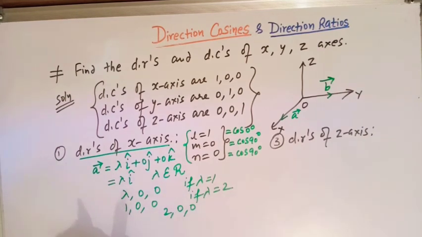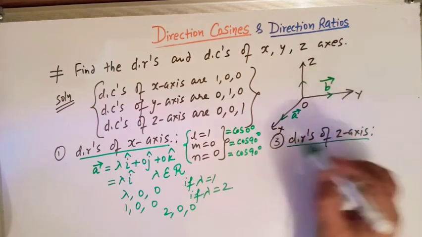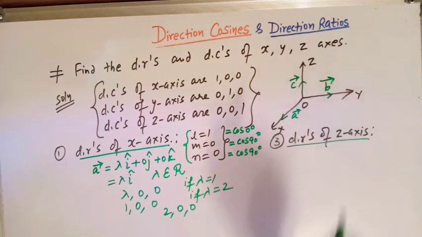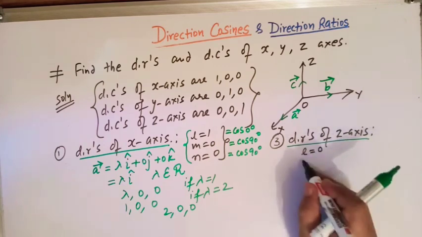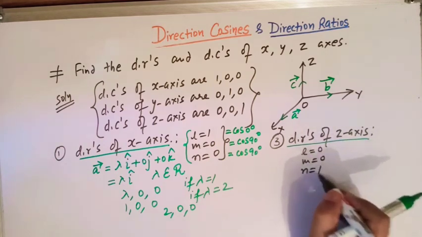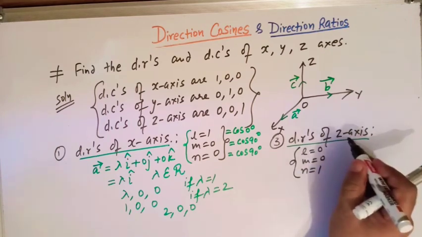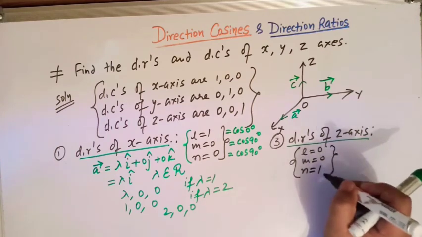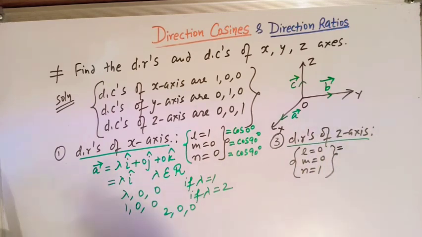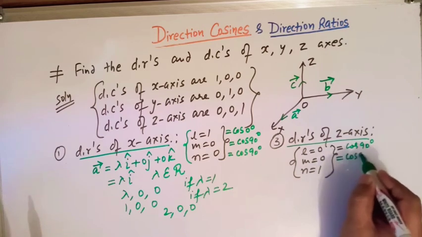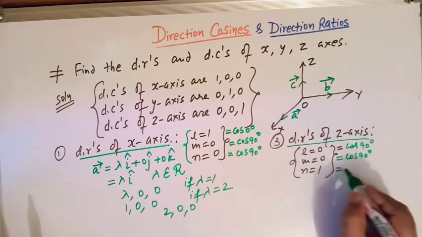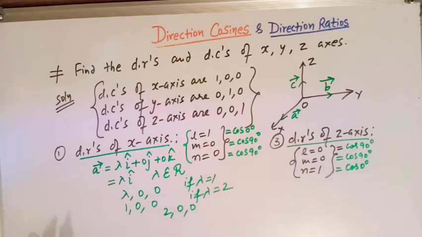Now we have to find the DRs of z-axis. So let us take a vector along z-axis, say vector c, and we know that l is 0, m is 0 and n is 1. The direction cosines of z-axis are 0, 0 and 1. Why? Because z-axis makes angle of 90 degree with x-axis, 90 degree with y-axis and 0 degree with itself, right?